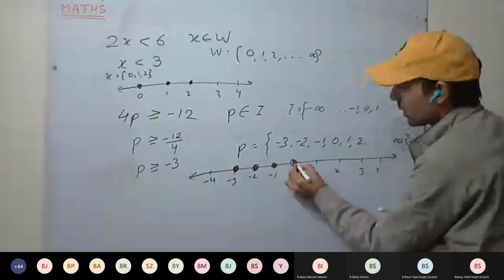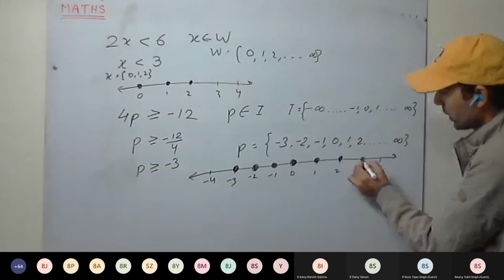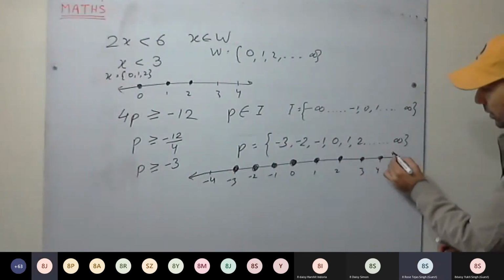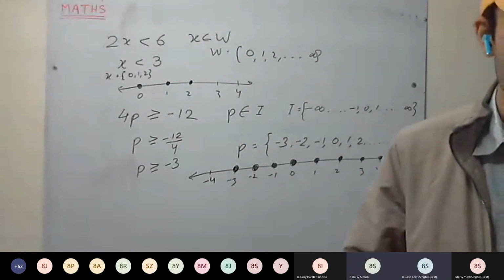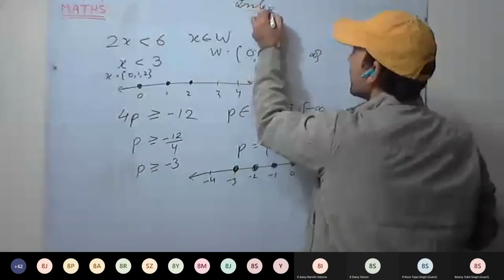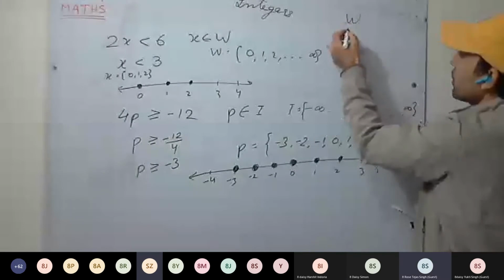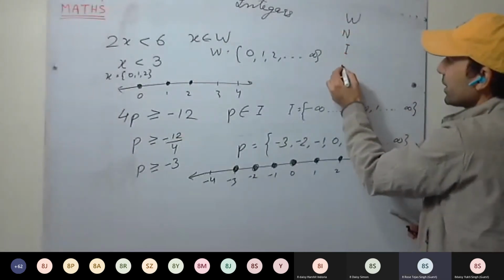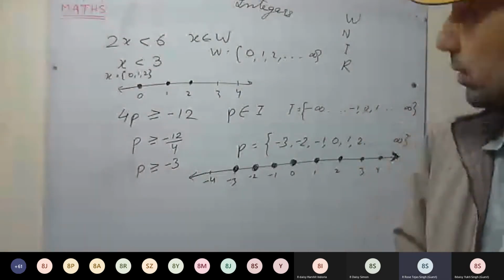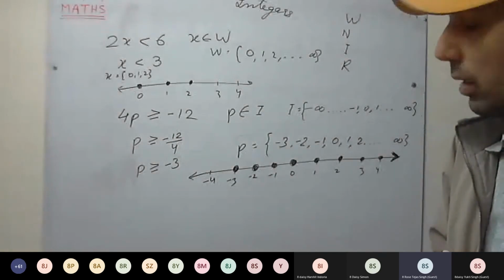Minus 2, minus 1, 0, 1, 2, 3, 4. And now see here, infinity. Sir, what does this I mean? I means integers. Integers. Okay, sir. I is integers, W is whole numbers, N is natural numbers, I is integers, R is real numbers. Sir, it is written 4p is greater than minus 12; you wrote 4p is greater than or equal to minus 12.